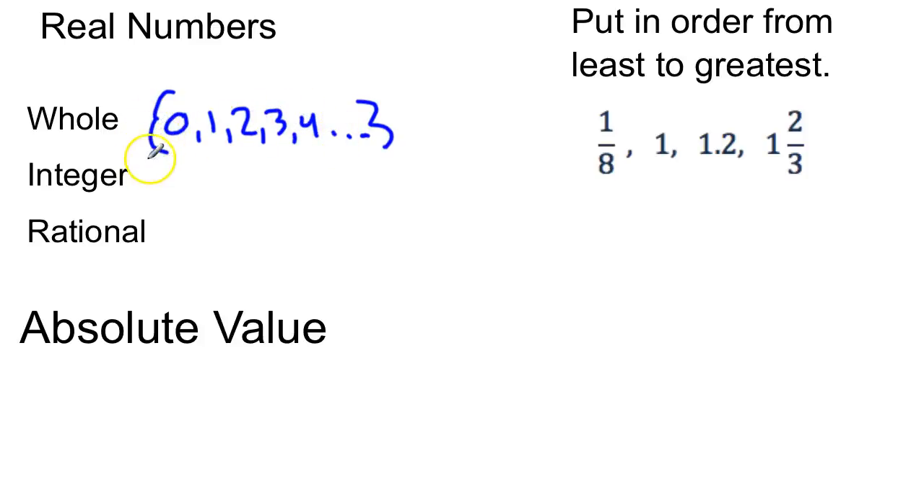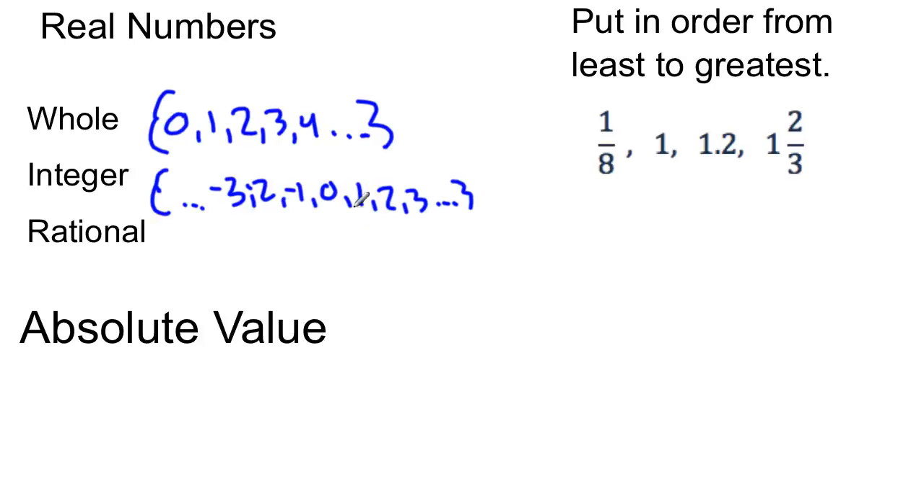You just count 1, 2, 3, 4, 5 until forever. Integers are similar, but they start with negative numbers. So I'll do the dots because it goes forever, infinity in the negative direction. And they start with -3, -2, -1, 0, 1, 2, 3. And they continue to infinity in the positive direction.